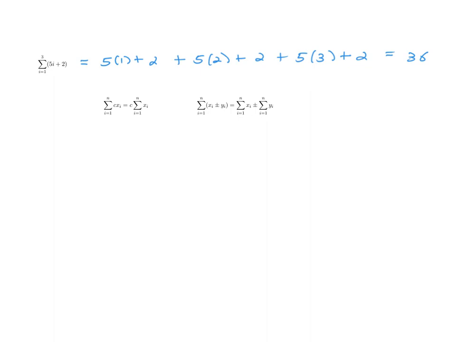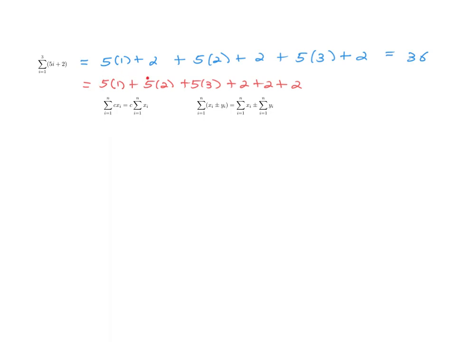Great. Since this is all being added together, the way in which you add it really does not matter. You could have put all of the terms with the 5 first and all the 2's last. So your sum could have looked something like this. You could have said, oh, well, this is equal to 5 times 1 plus 5 times 2 plus 5 times 3, then plus 2 plus 2 plus 2. The order in which you add these does not matter.